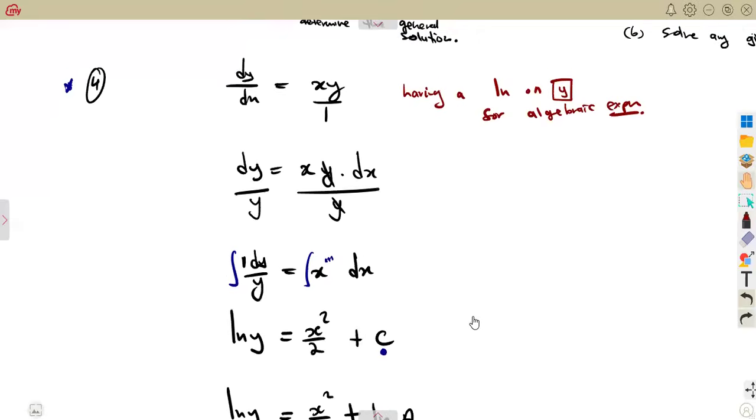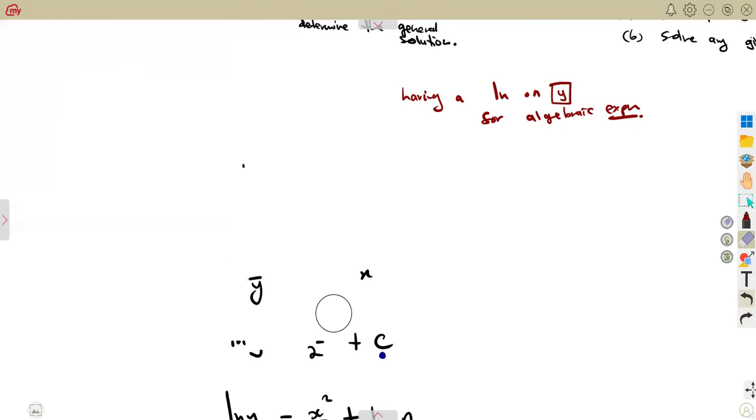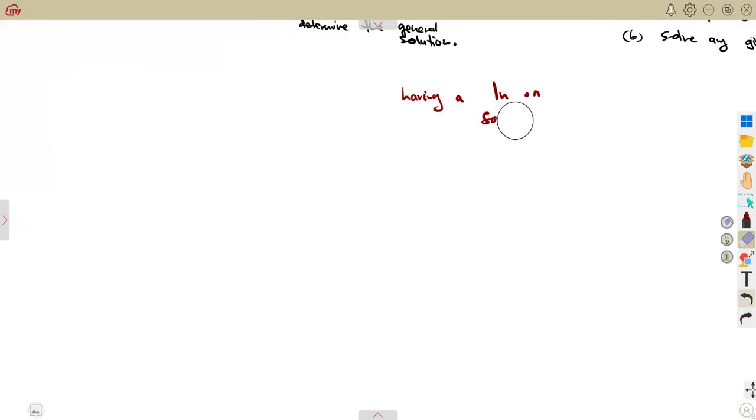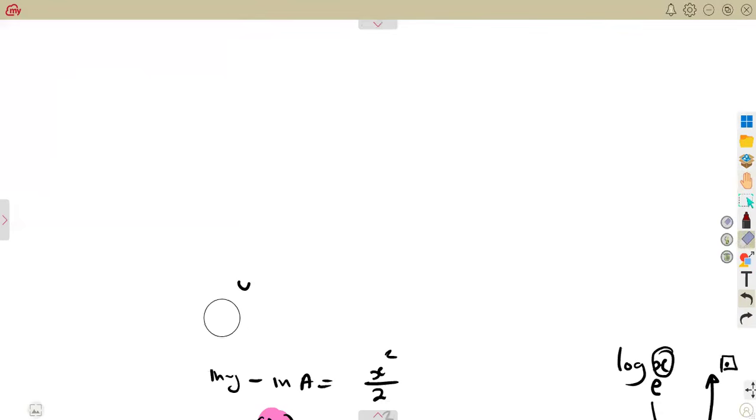But this is not the only case, because there we had the ln which was affecting y. So we want to see if this ln was affecting x, what was going to happen? Because this was affecting y. So what will happen if this ln is on x? That is the question. All right.